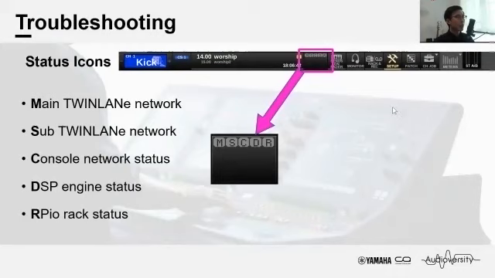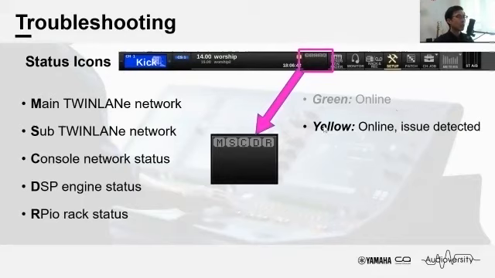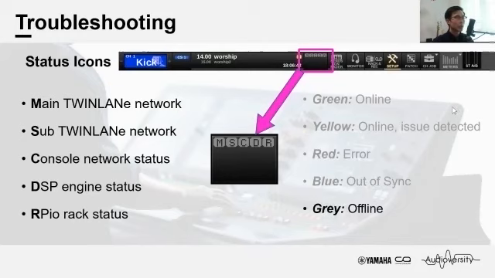What the colors mean: green means online, so we usually want it to be green. Yellow means it's still online, but there's an issue detected. It can be an open ring connection where redundancy kicks in, or maybe the redundant power supply is unplugged, so it's still running, still online. There's no critical issue, but there is an issue detected, so it's more of a warning. Go get it solved before the main thing goes down. Red means error, blue means out of sync, and gray means offline.